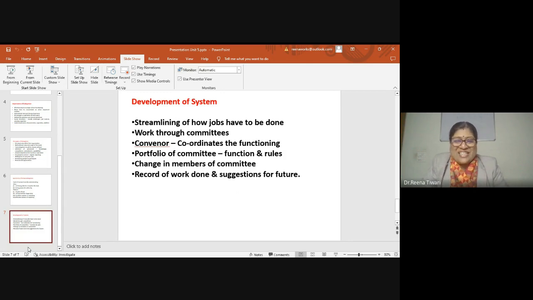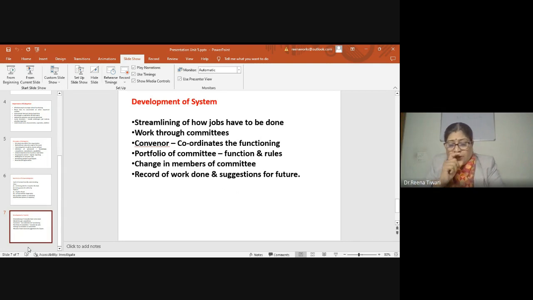And for this delegation of tasks and responsibilities, a system needs to be developed. This system is developed by the head of the institution according to their experience, their expertise, and their understanding of the subordinates. So first of all, what is most essential is that how different jobs have to be done, they need to be streamlined. We have seen that in the education system or the school system, there is a hierarchy. There is a principal, the headmaster, and then the subordinate, the vice principal, can be there. There can be heads of different departments, humanities, sciences, commerce, and then there can be class teachers, and then subject teachers like this.